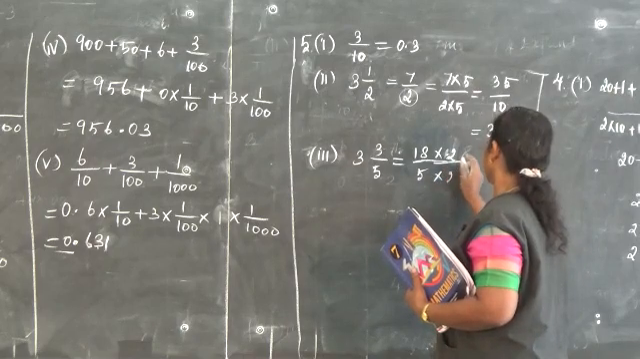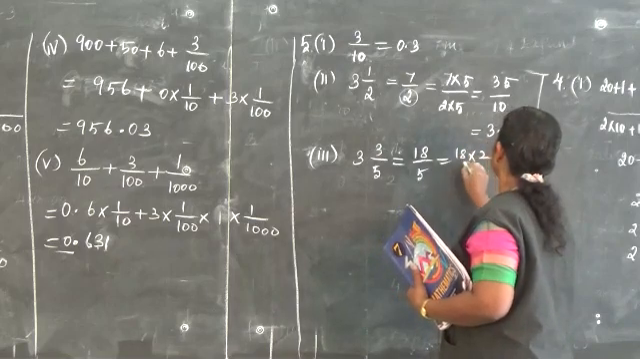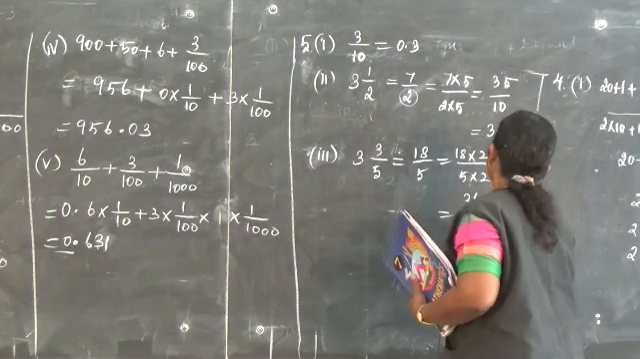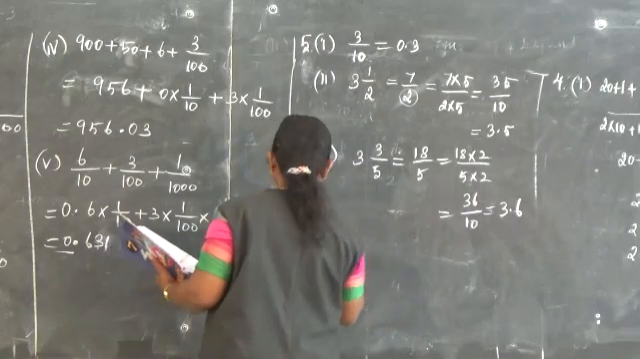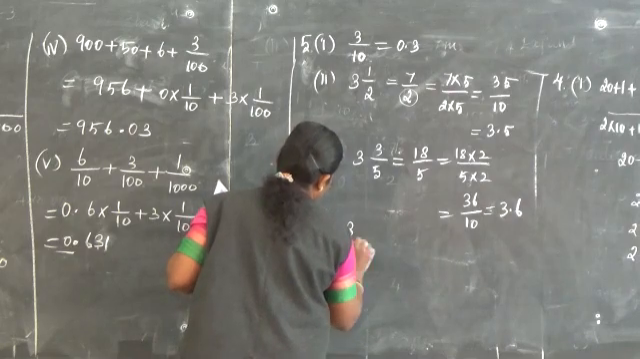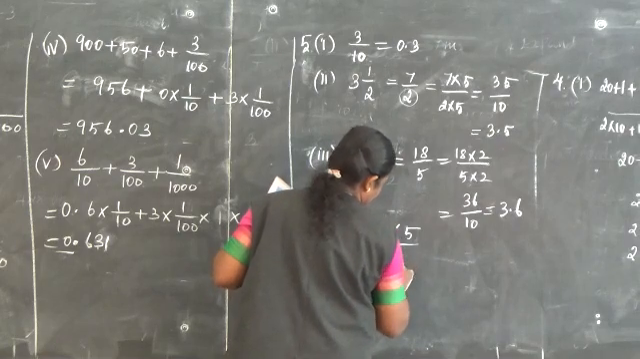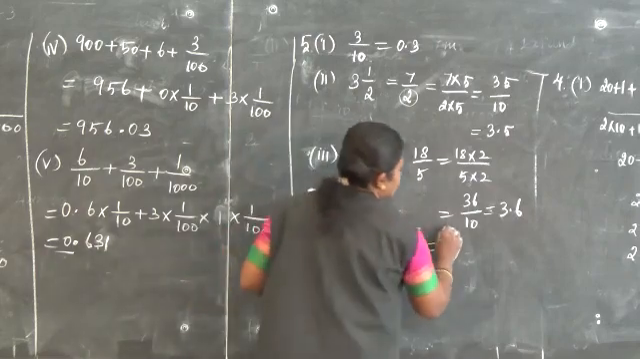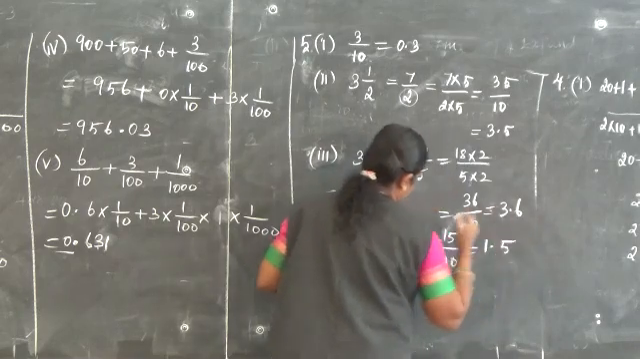18 into 2 by 5 into 2, that is equal to 36 by 10. So now we can write the decimal number. So come to the fourth one. 3 by 2 is given. So multiply with 5, you will get 10. So 2 into 5. Don't forget to multiply the numerator also. So 3 into 5, 15 by 10. This one we can write as 1.5.